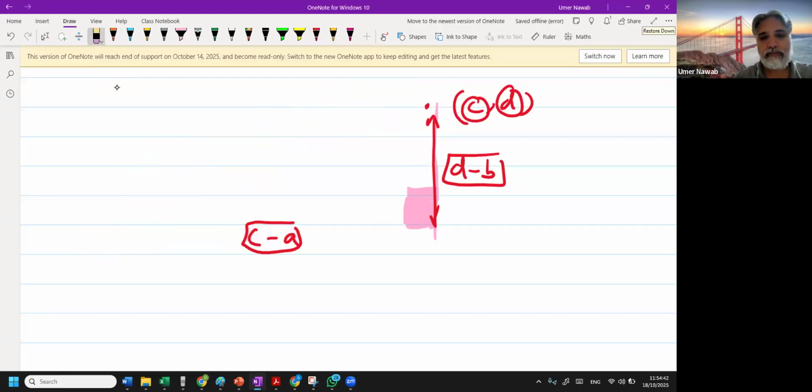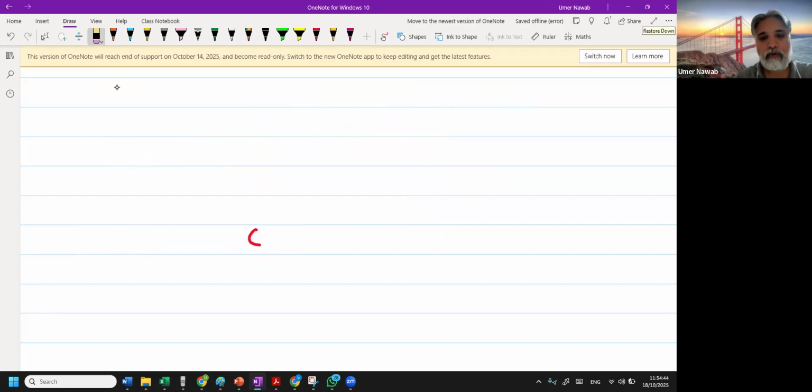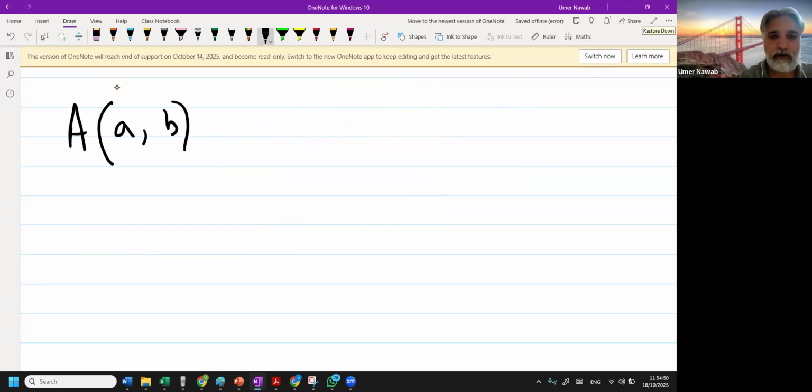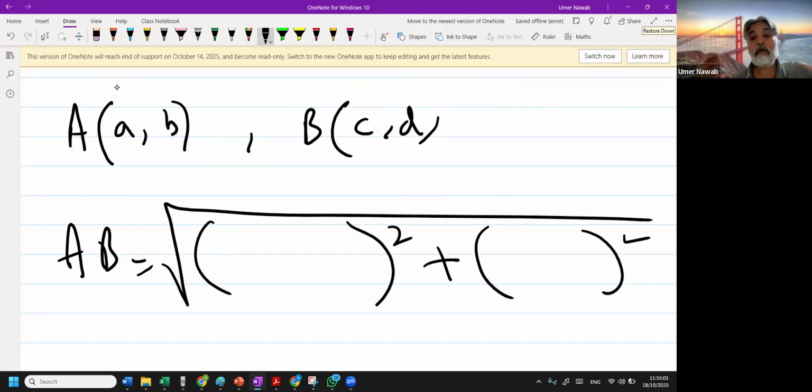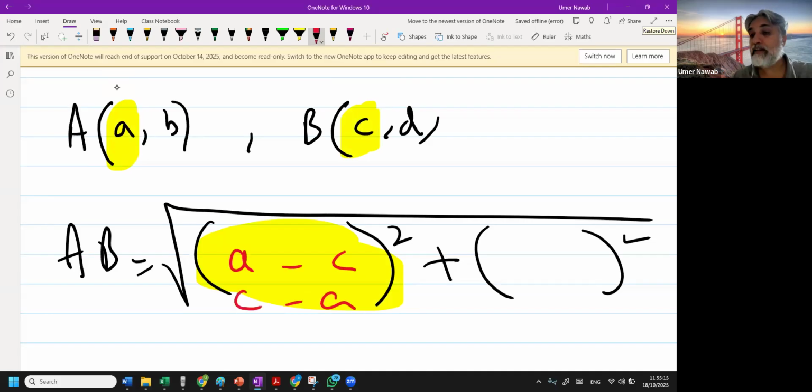So let me explain it in my way. Whenever you want to find the distance between the 2 points, you always need to write a big square root, bracket open close squared, plus bracket open close squared. That is a must. In the first bracket you will write the difference of x coordinates. Either you write A minus C or C minus A, it doesn't matter because there is a square on top, it absorbs the minus sign.